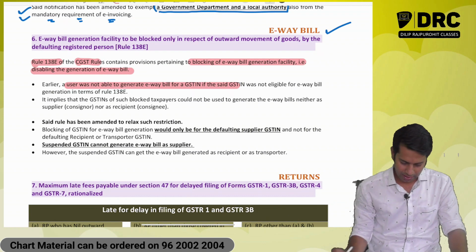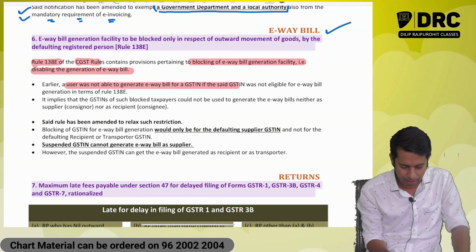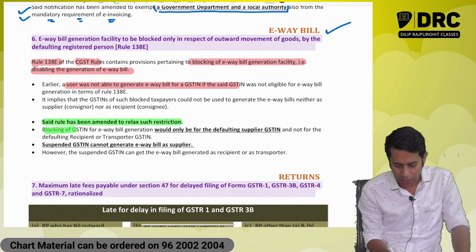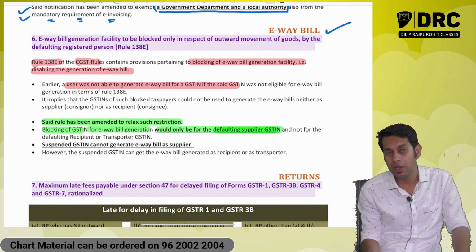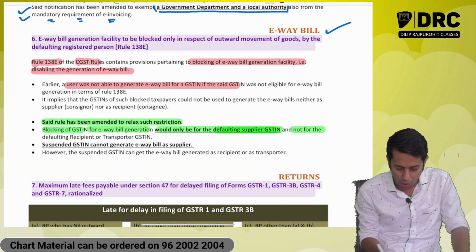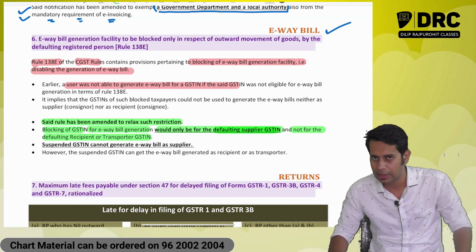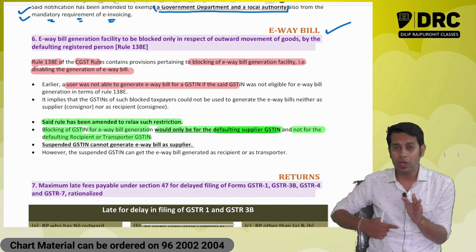But now they have given some relaxation. What is that relaxation? I will directly read the new law. The said rule has been amended to relax the restriction. Blocking of GSTIN for e-way bill generation would only be for the defaulting supplier. It will be only for the defaulting supplier and not for the defaulting recipient or transporter GSTIN. So therefore now the blocking will be only for the supplier.